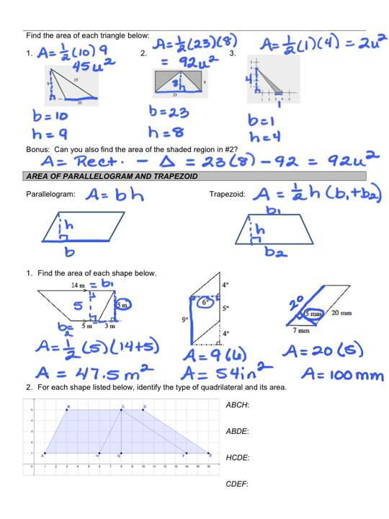All right. For this next problem here, it lists different quadrilaterals. So what you're going to want to do is take a look at each quadrilateral individually. For example, the first one is A, B, C, and H. So it's this one right here.